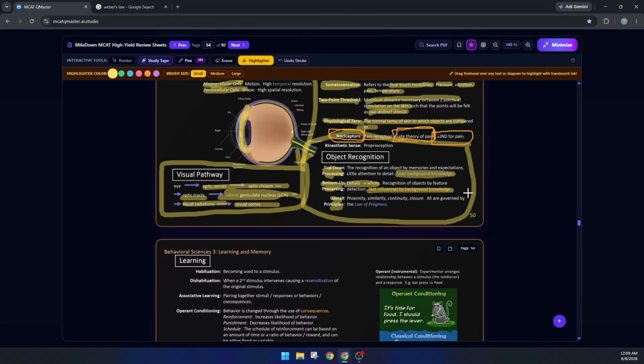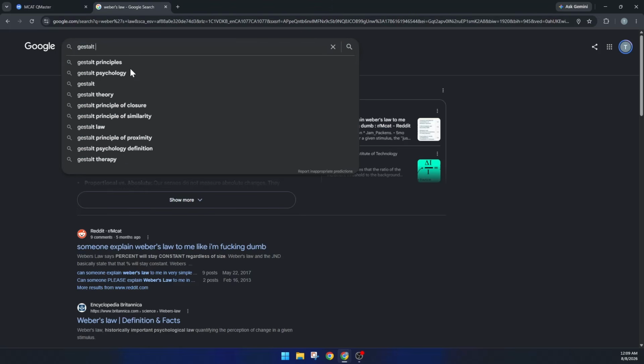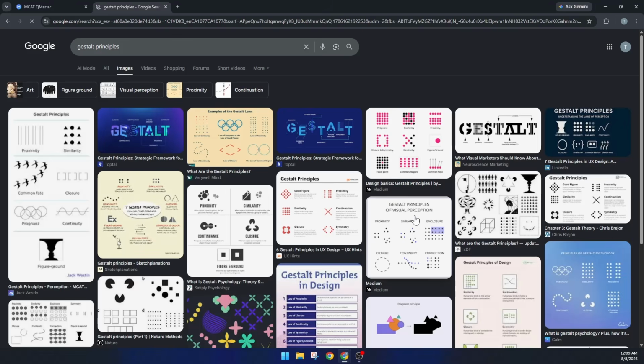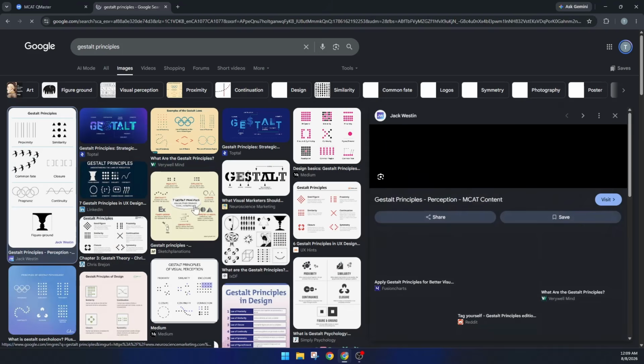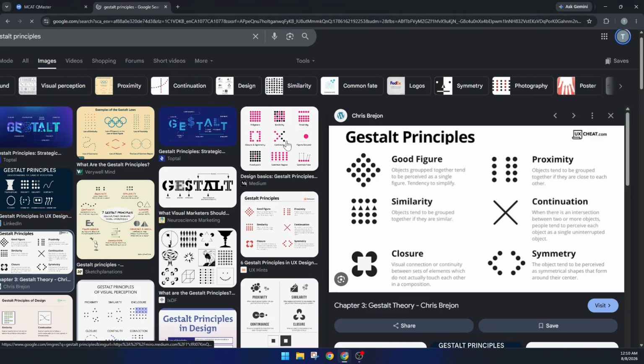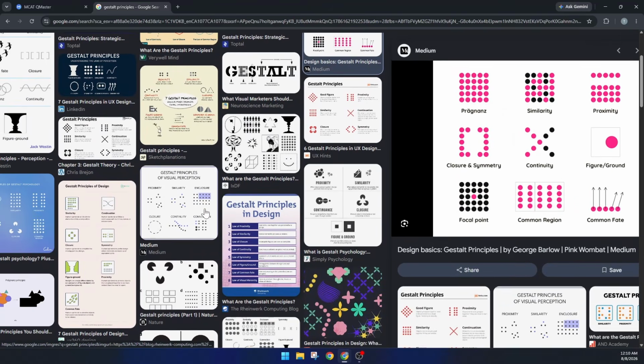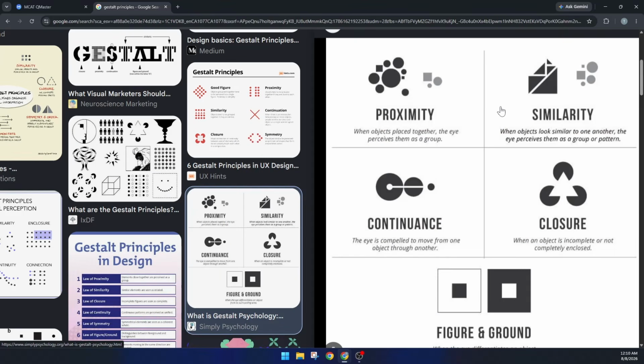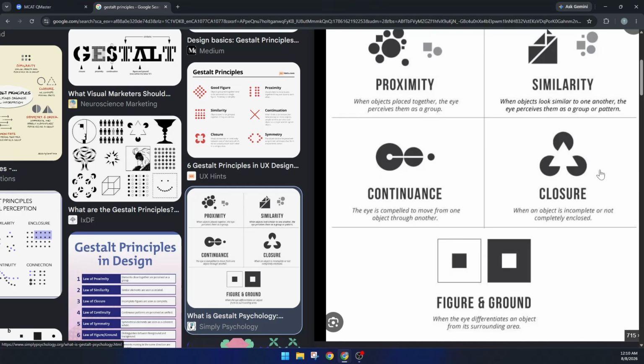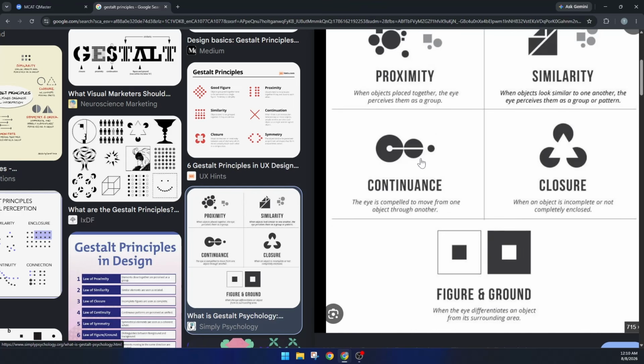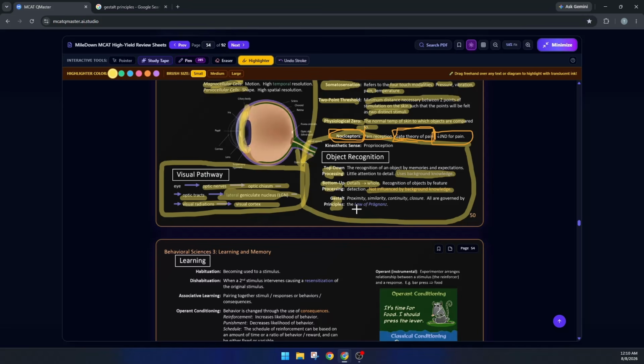And then Gestalt principles, I recommend just searching that up. Your Gestalt principles are basically principles of how your brain processes things. So basically, when objects are placed together, the eye perceives them as a group. That's a principle. When objects look similar to one another, the eye perceives them as a group. When an object is incomplete or not completely closed, it still makes kind of a shape, and we prefer that it makes a shape. So Gestalt principles are basically principles that describe how we're processing this stuff. So know all of these. And know law of pragnanz.